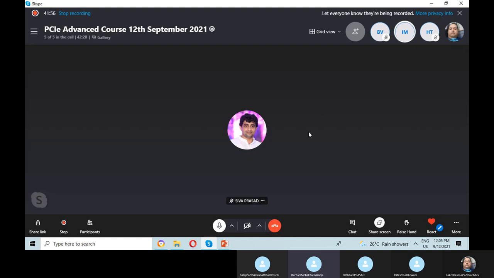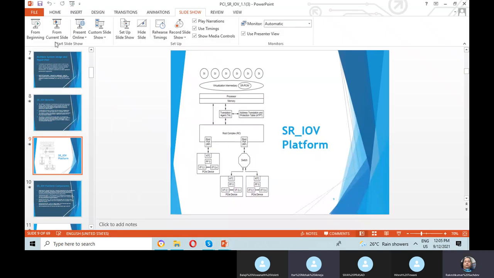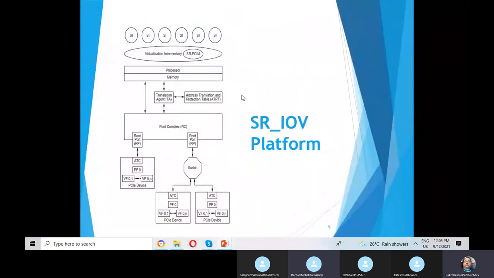So just a quick question, Rakesh. Does this model apply to ARI devices as well, right? Can you repeat your question? I'm wondering if this model scales to ARI devices as well. We will discuss how ARI comes into the picture and how bus number, device number, and function numbers are given. That is part of the SRIOV protocol. Yes, ARI devices are there.